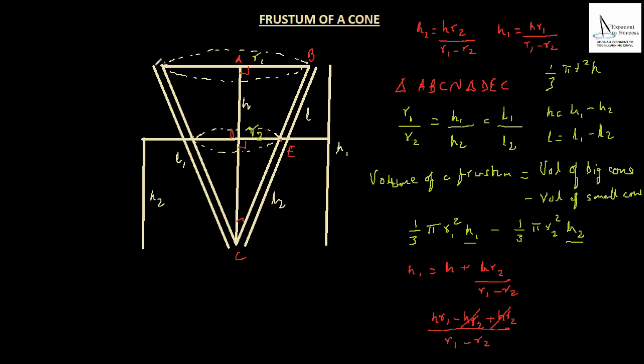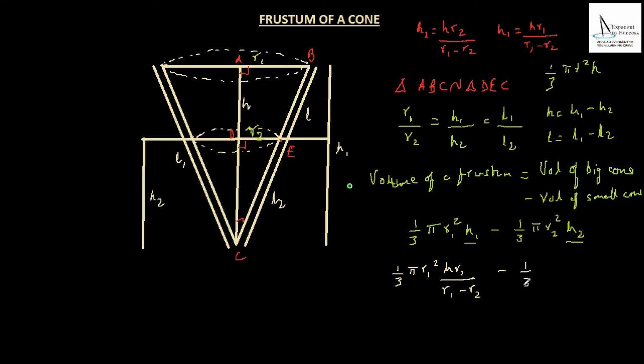Now let's look at the formula of the volume of a frustum again. Now can you see that the unknown terms that we had, h1 and h2, we have found the values of those in terms of h, the height of the frustum. So let me substitute those values and find out what we get. So the volume of the frustum is then going to be 1 by 3 pi r1 square times h1. So h1 we have just found out, that's going to be hr1 upon r1 minus r2, minus the volume of the smaller cone, which is going to be 1 by 3 pi r2 square times h2, and h2 we have just found out, hr2 upon r1 minus r2.